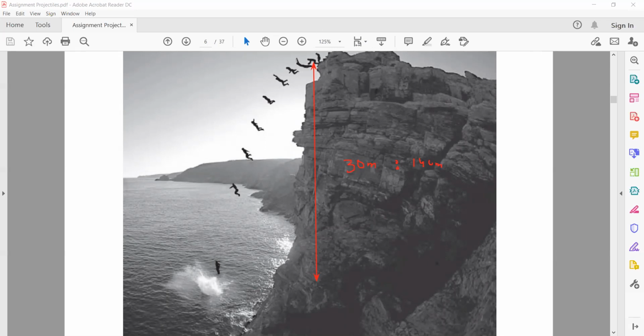So the question is, what is the actual horizontal distance? How to get the actual horizontal distance? You will measure this. For example, this came out as 6 centimeters. So if 30 meters is equal to 14 centimeters according to the picture, then 6 centimeters will be x. Cross multiply, and you will get the answer. Is it clear? How we worked out the horizontal distance between the second picture and the 10th picture.